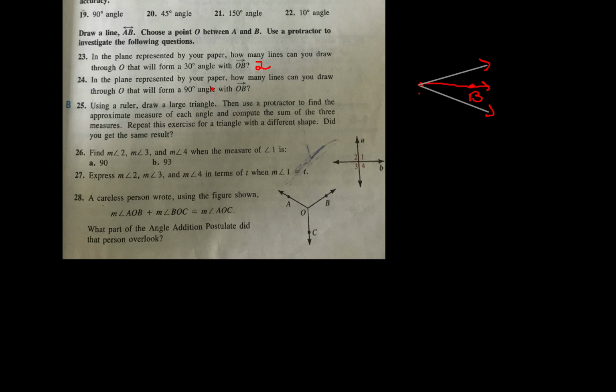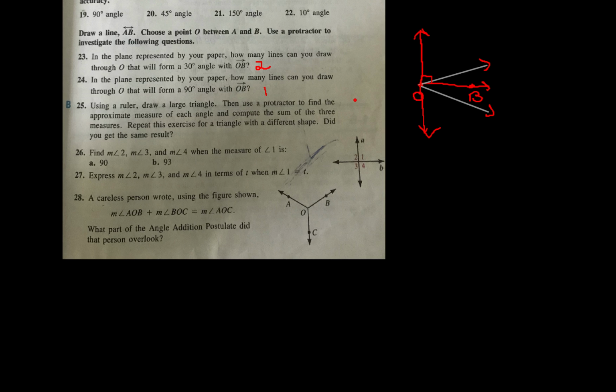And the next one, in the plane represented by your paper, how many lines can you draw through O that will form a 90-degree angle? So let's just stay with this. If we're going to form a 90-degree angle with OB, there's only one line that you can draw right down through here. So the answer to this one is just 1. It's not asking how many rays, it's asking how many lines. So just one line forms a 90-degree angle with ray OB.